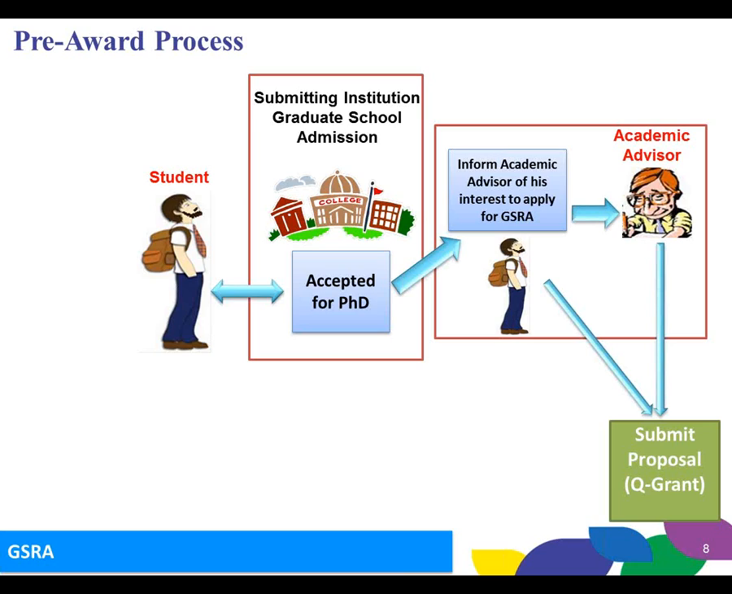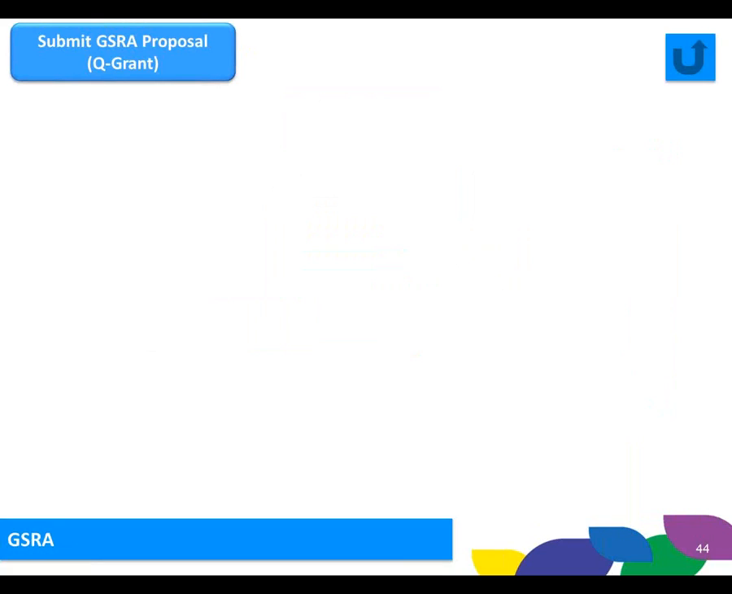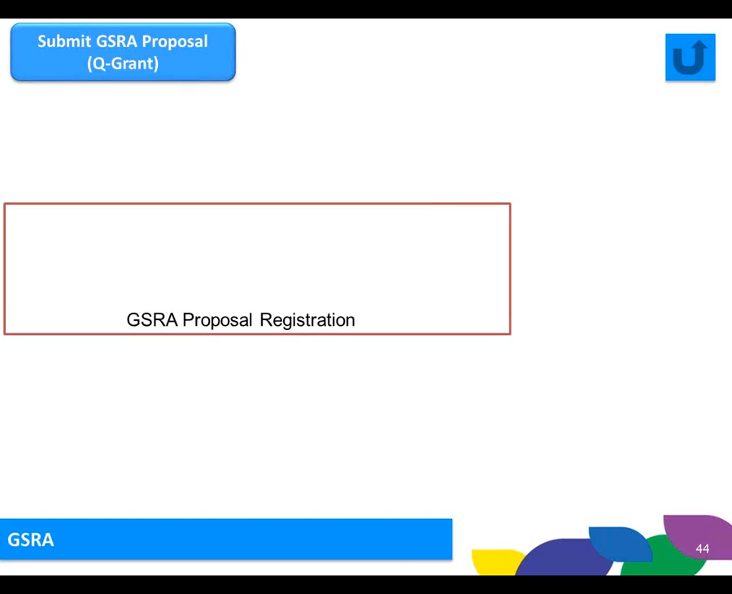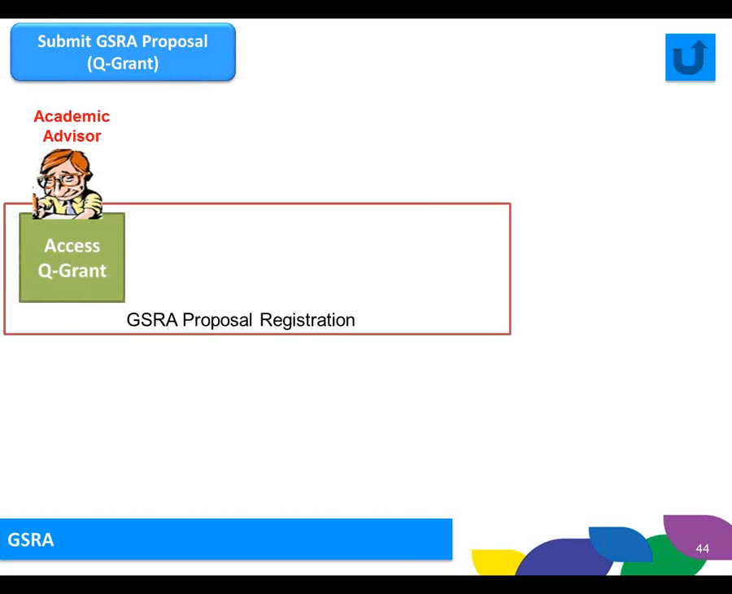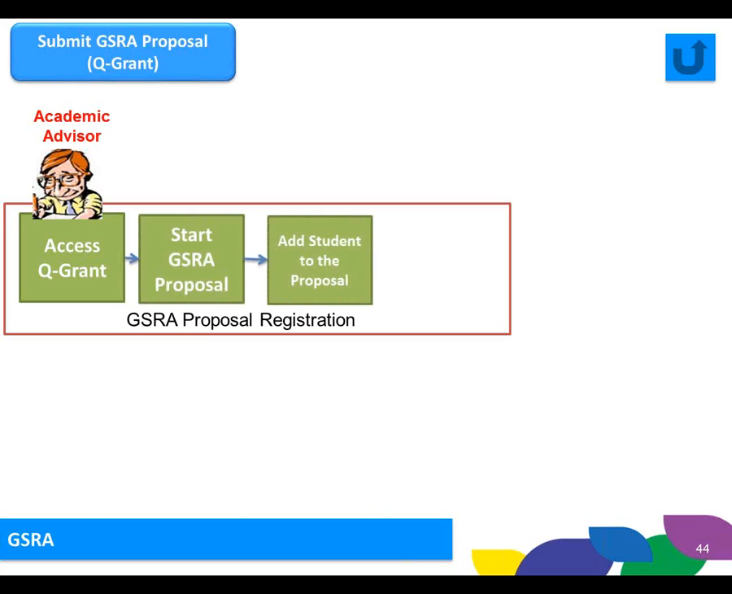And I will walk you in more detail through this process right now, and then I will come back to this flowchart to complete the whole pre-award process. The submission of the GSRA proposal will actually take place in the Q grant system of QNRF. Now, GSRA proposal registration begins with the academic advisor, who will first access a Q grant and start the GSRA proposal. I'm going to show you in future slides screenshots for each of these steps, but this is to give you an overview of the whole process so that you understand it better.